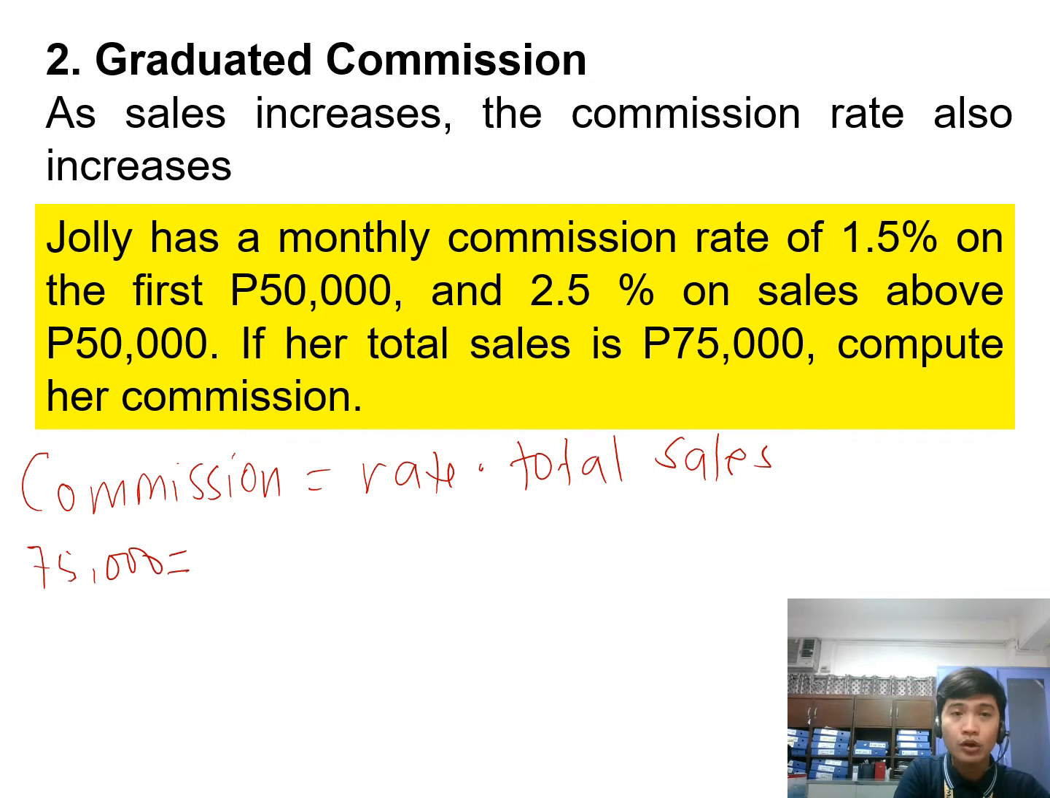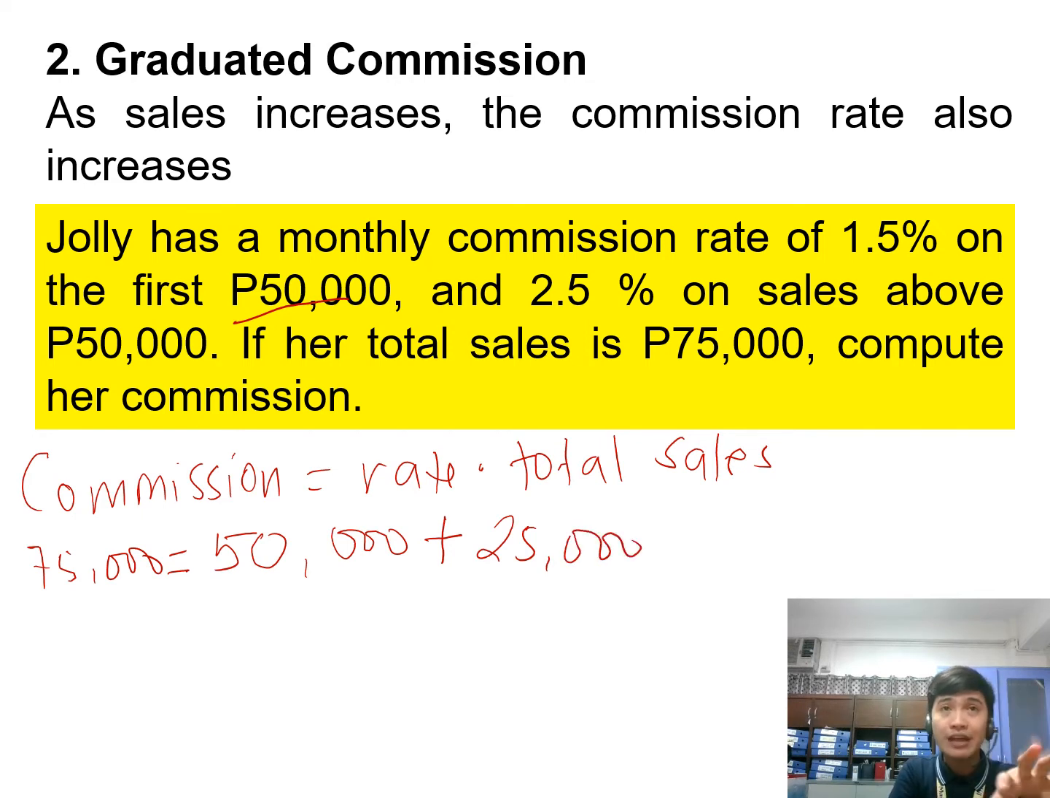Ngayon, ibangga natin ito doon sa sinasabi ng problem na first 50,000 pesos at yung sosobra sa 50,000 pesos. So, yung 75,000 pesos, i-split natin based dun sa problem. Sinabi po doon, first 50,000 pesos, 1.5% na agad yung commission na makukuha niya doon. And din yung sosobra doon sa 50,000 pesos, yung sales above 50,000 pesos, yun po yung 25,000 pesos, kasi nga 75,000 pesos yung kanyang total sales. So 50,000 pesos, yung above doon, yung sobra doon, that is 25,000 pesos.